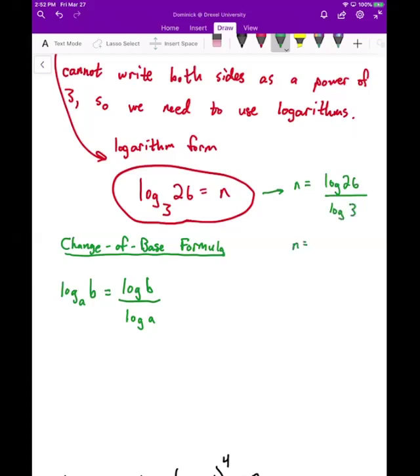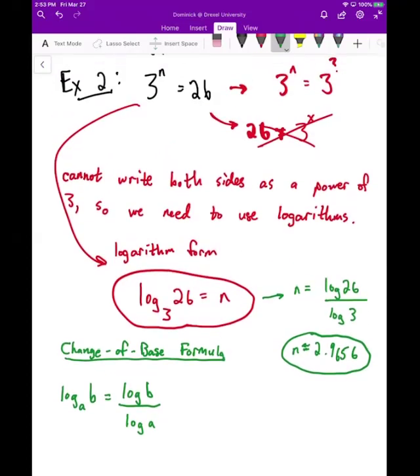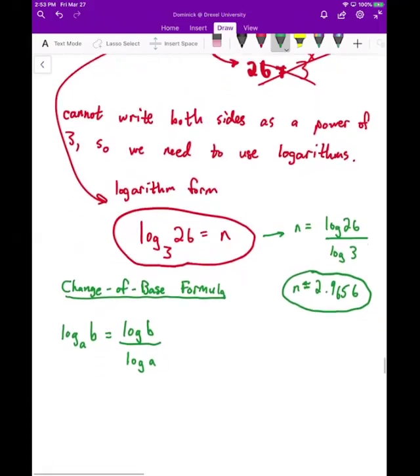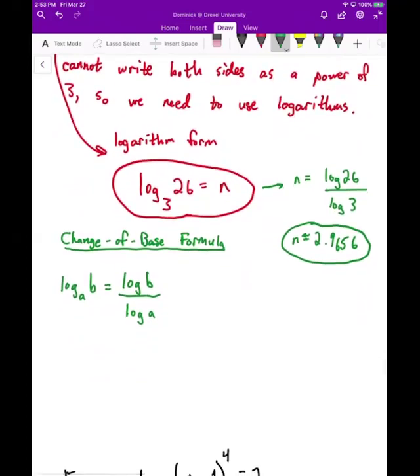So now we just enter this into the calculator. So if we find log of 26 and we divide that by log of 3, then we get that n is roughly 2.9656. Again, I should say this is approximately equal. All right, so now in this case, we couldn't write both sides using the same base. So if that happens, you need to use logarithms. All right, so in this case, when we did that, we needed the change of base formula, and that allowed us to get our n value here.